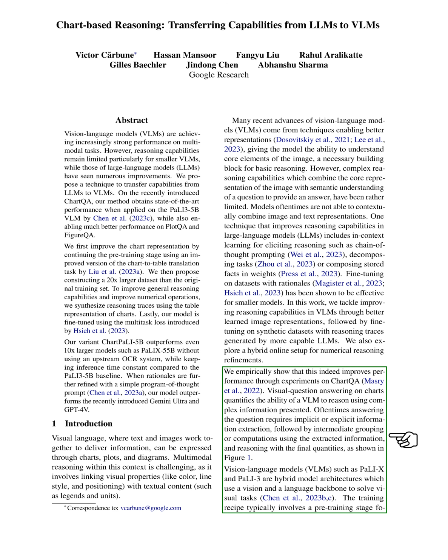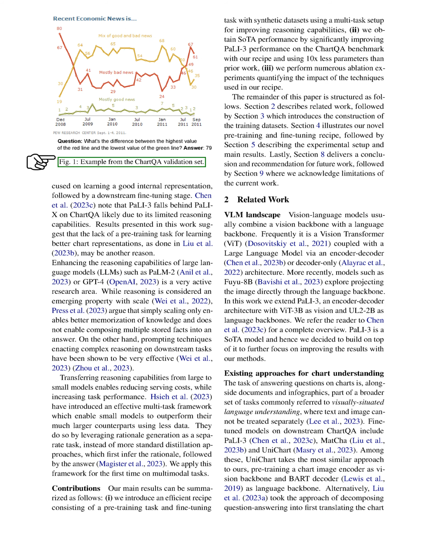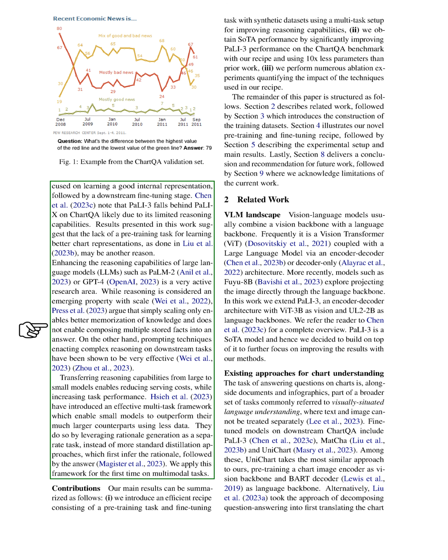VLMs like PolyX and Poly3 employ a hybrid architecture combining vision and language components to solve visual tasks. Training typically involves pre-training to learn a robust internal representation, followed by fine-tuning. However, Poly3 lags behind PolyX on ChartQA due to its limited reasoning abilities. Our findings suggest that the absence of a pre-training task for improving chart representations may contribute to this performance gap.